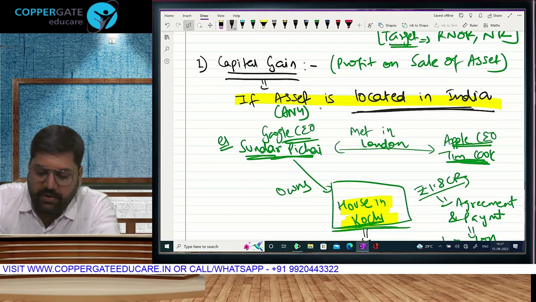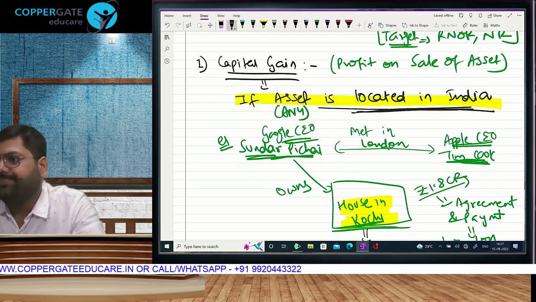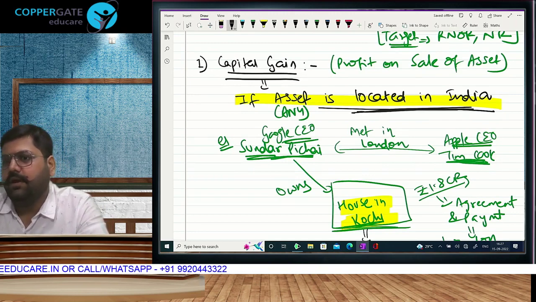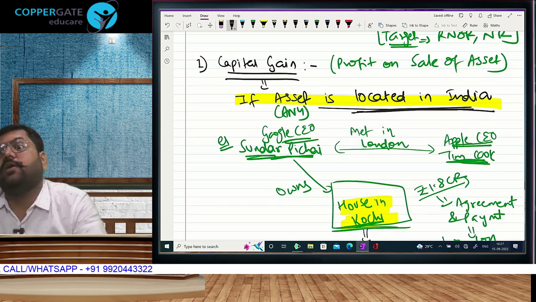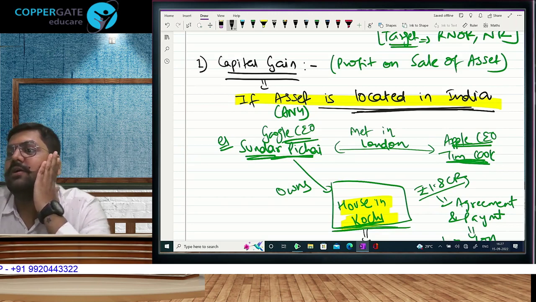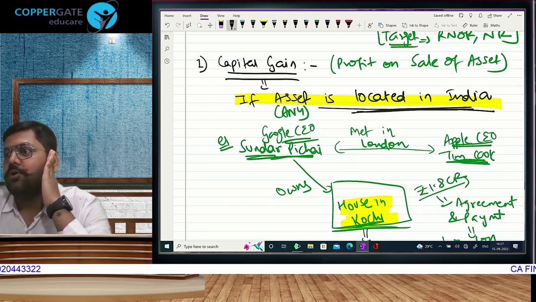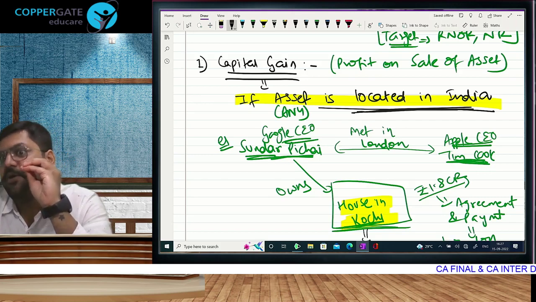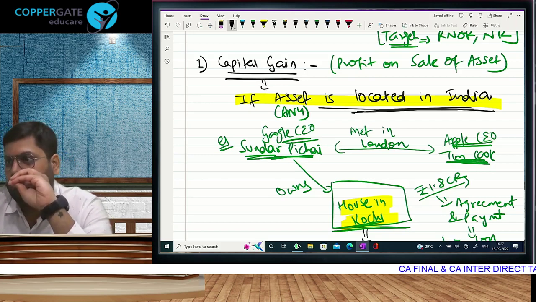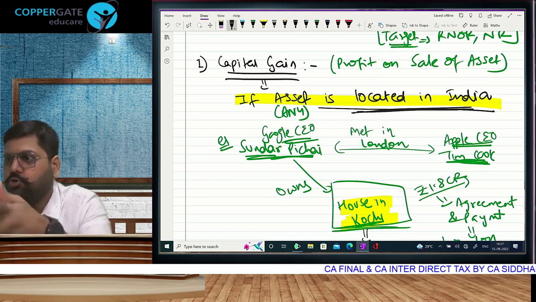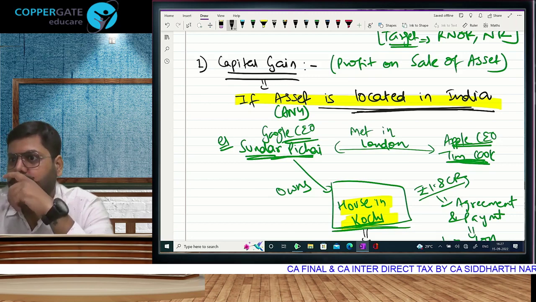Any capital gain on an asset which is located in India will be treated as Indian income. Even if the agreement is outside India, even if the payment is outside India, agreement will result in accrual of income. Look, an income like salary you have to work to earn. An income like professional fees you have to work to earn. But an income like sale of property you don't have to work. You do agreement.